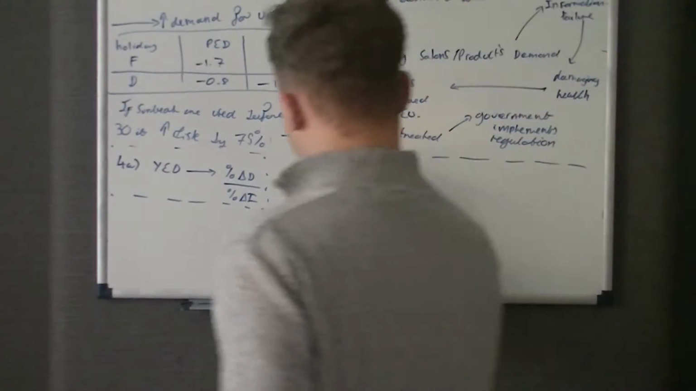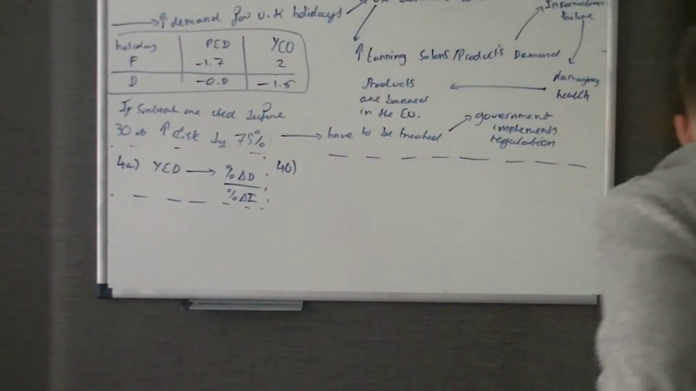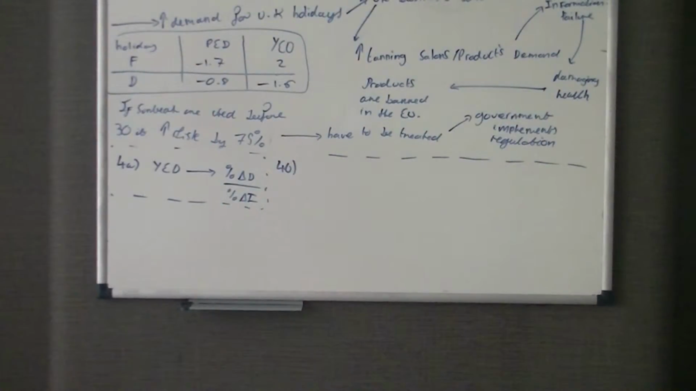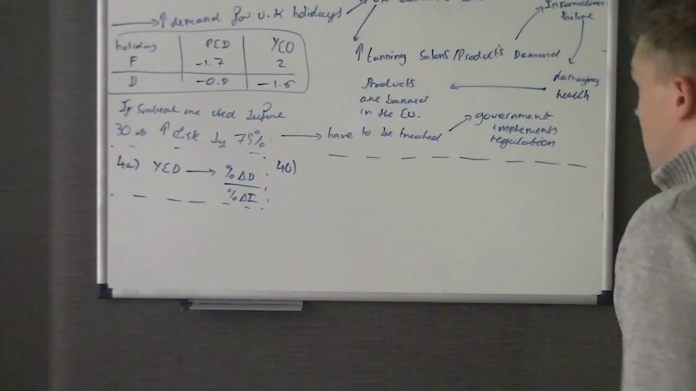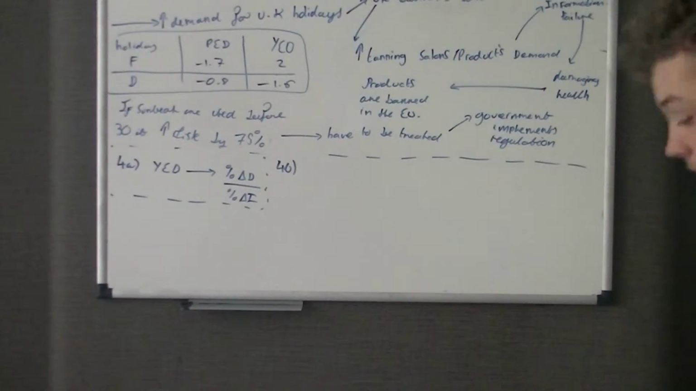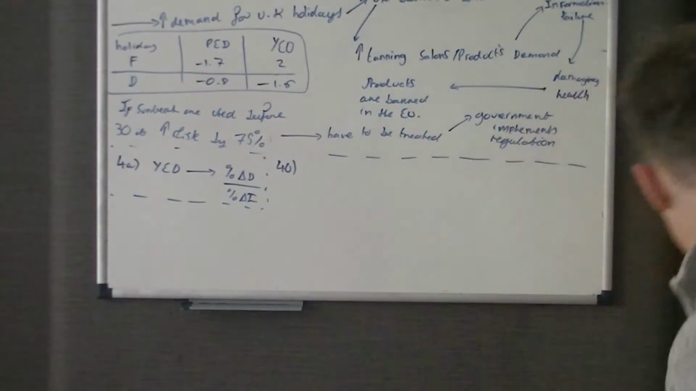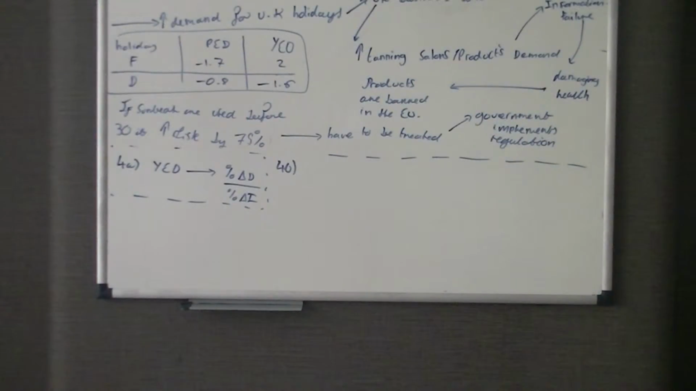4b. I said I won't write anything for 4a, but you need to write the equation. It says there is expected to be a 10% fall in UK's income in the next 2 years. Comment on the likely impact of this fall on the holiday market. Oh, this is 6 marks. Yep, 6 marks. This is quite a big one. Comment on the likely impact of the fall in the holiday market.